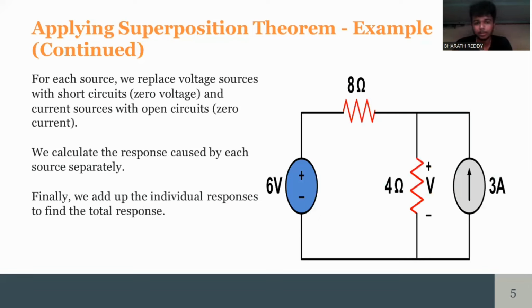For each source, we replace voltage sources with zero voltage, and current sources with open circuits, zero current. We apply the response caused by each source separately. Finally, we add up the individual responses to find the total response.